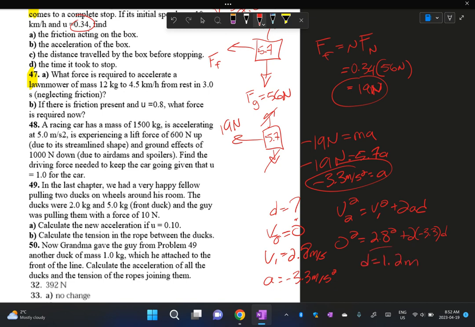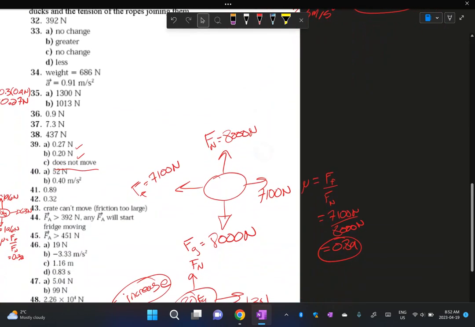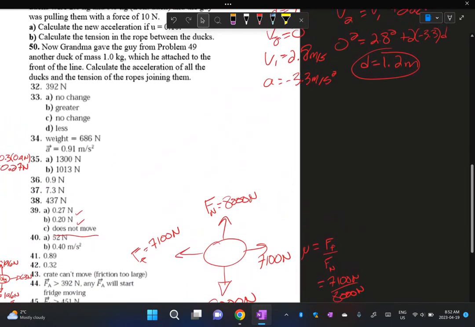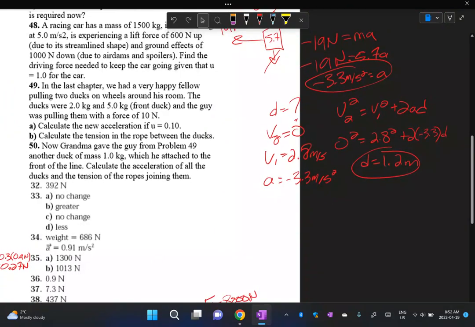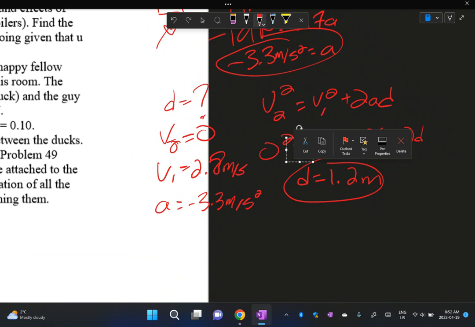Distance traveled, 1.2 meters. You're going to scroll down and look for 46B, C, 1.16 it says. Well, maybe they used a couple more decimal places, or maybe I'm not sure what they did. They say 1.16. My calculator actually says 1.18. So probably rounding in the 2.8 meters per second squared or something like that is the reason for that.